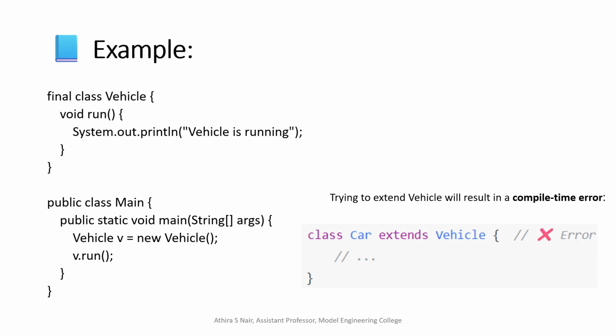Now if we try to extend Vehicle, it will result in a compile-time error. That is, if we create a Car class to extend Vehicle, then it will show an error. So Java gives a compile-time error because a final class can create objects but cannot be extended. Examples like immutable utility classes are there in Java, or the String class. These classes cannot be inherited because they are final classes. We can create objects but cannot extend them.